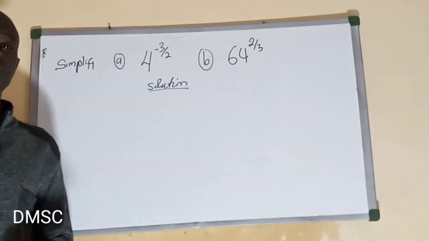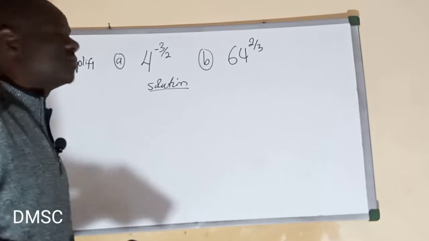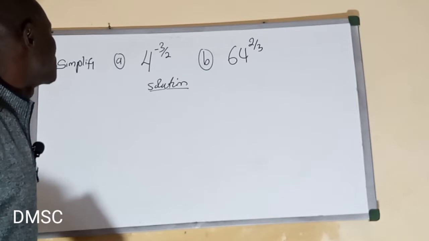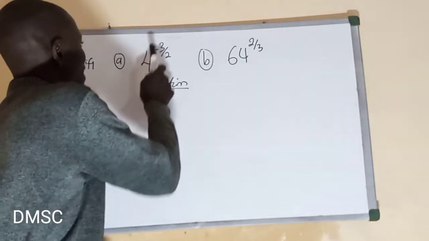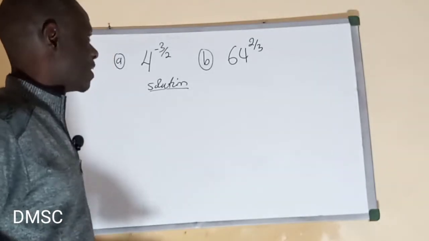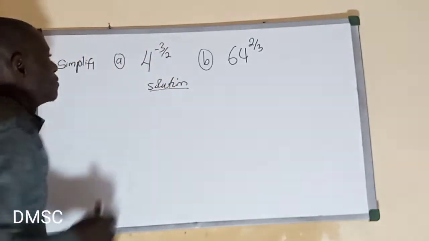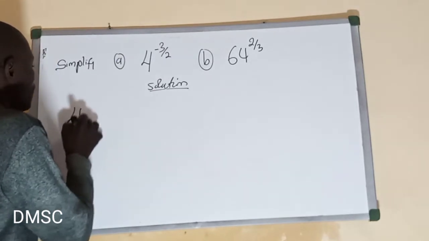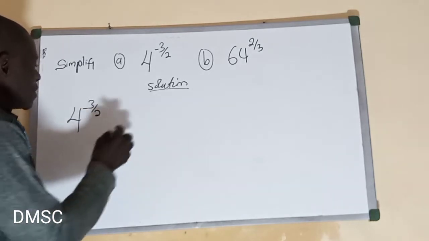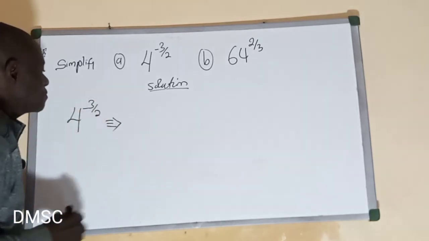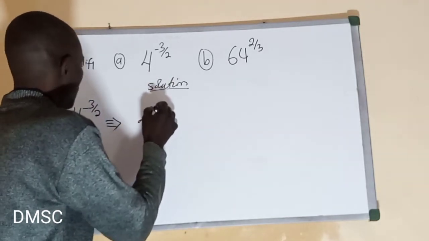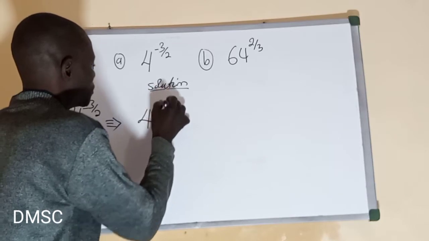We are going to continue from where we stopped under the simplification of indices. Our question says simplify: A, 4 power minus 3 over 2, and B, 64 raised to the power of 2 all over 3. So now to find the solution of this, we have to say 4 power minus 3 all over 2. This is the same as, let us say, 4 raised to the power of minus 1 over 2.